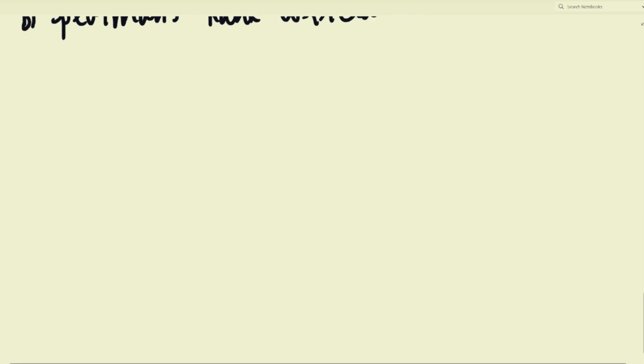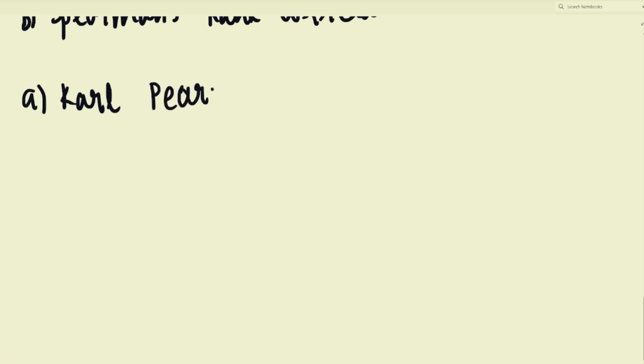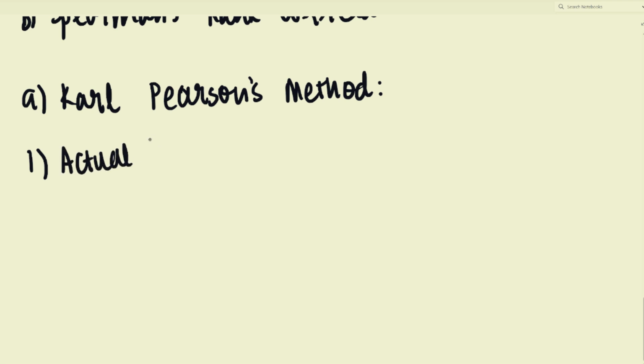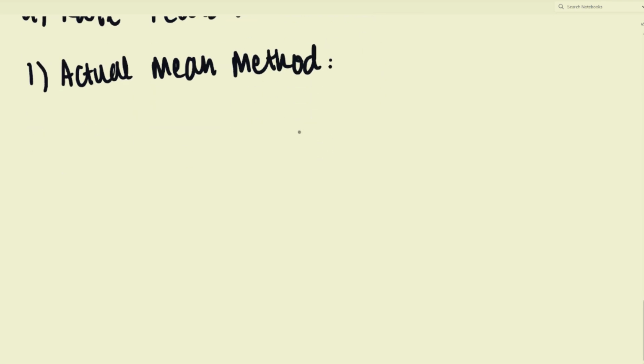So first one is Karl Pearson's method. In Karl Pearson's method, the first one we can use is the actual mean method. Mainly the actual mean method is used when we have very little data, so we can easily calculate them. So the formula is very easy.